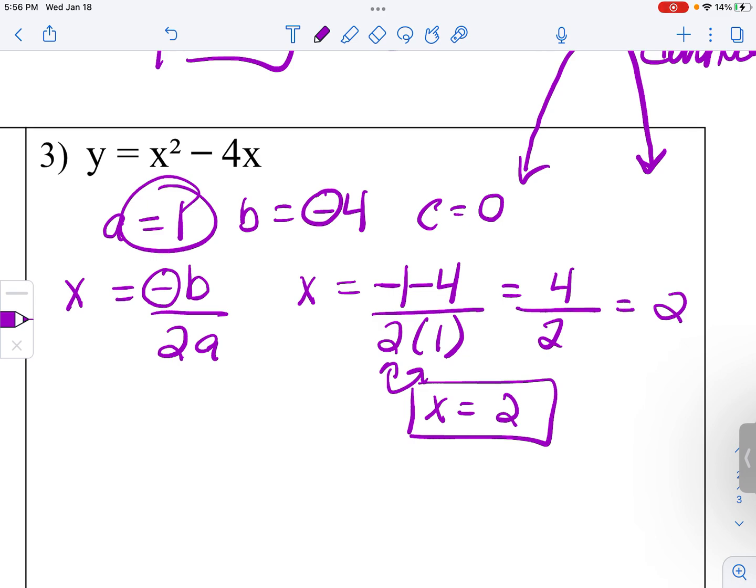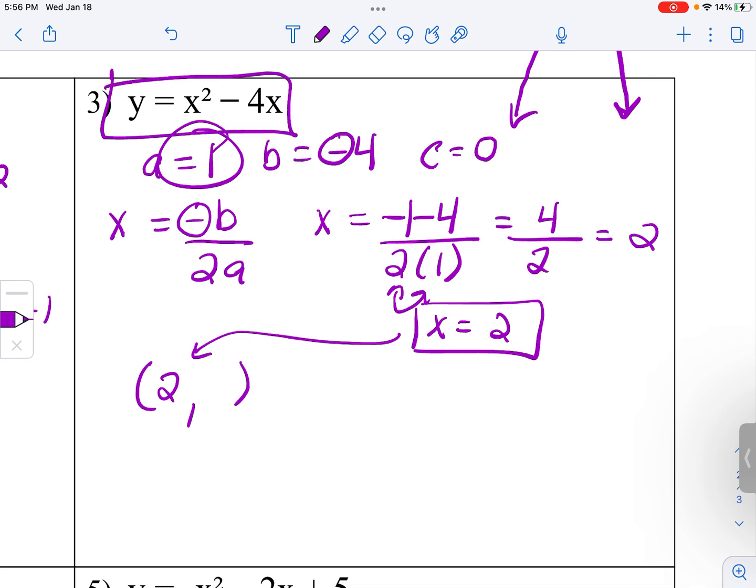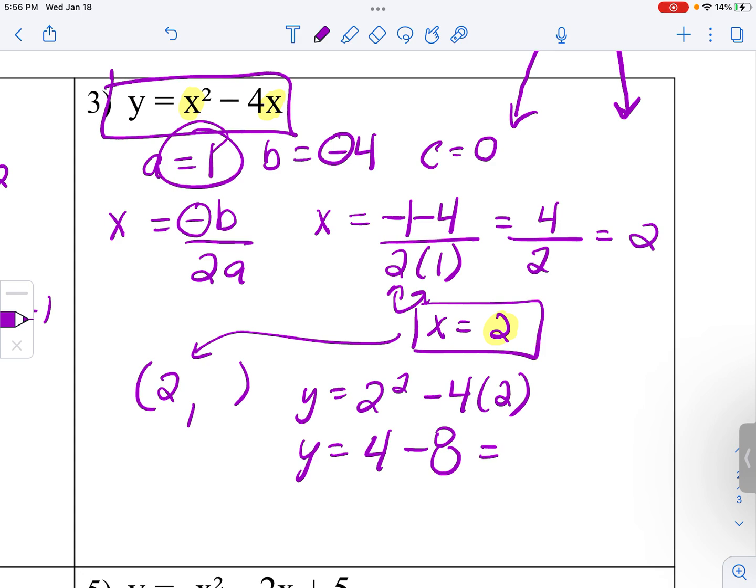Okay. Now we have half of our vertex because x is 2, so 2 would go right there. But now we need our y, so we're going to use this to help us. Y equals, anywhere you see x, you're going to put 2. 2 squared minus 4 times 2. 2 squared is 4. 4 times 2 is 8. 4 minus 8 is -4. So that's our y. So we're good with our vertex.